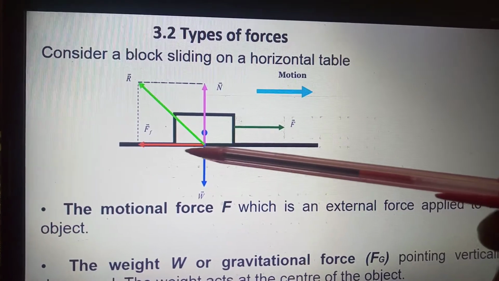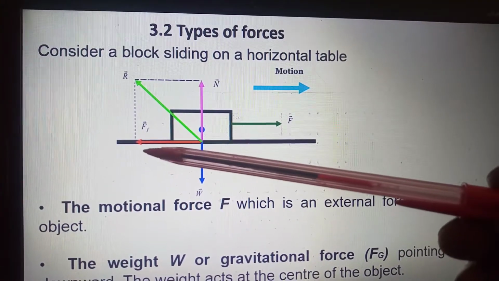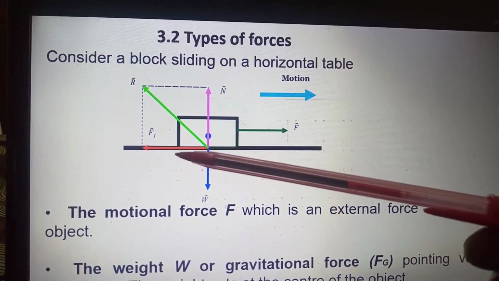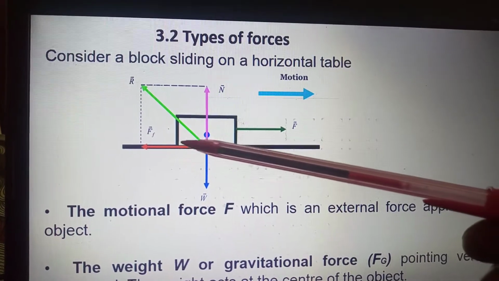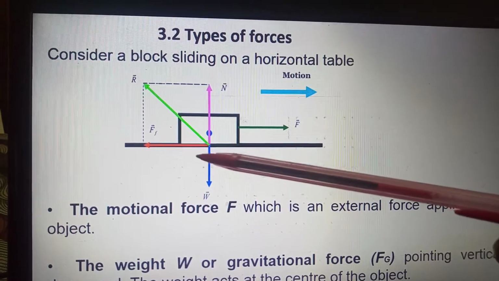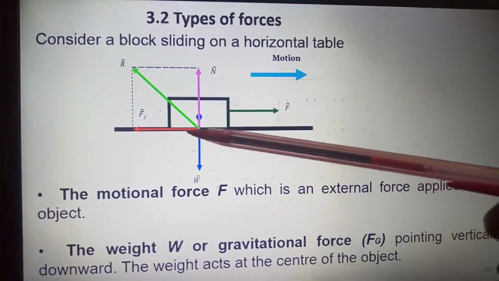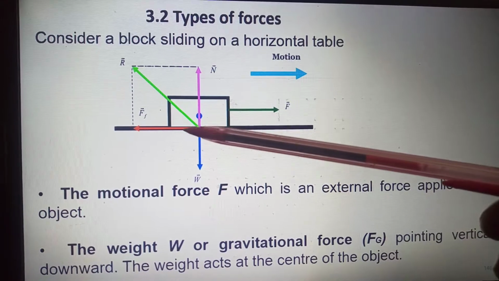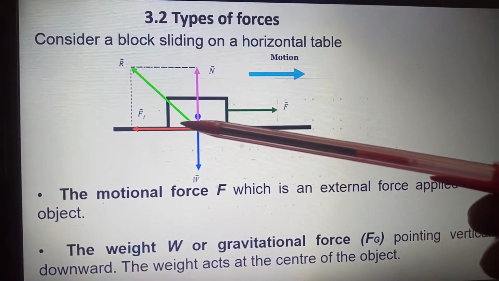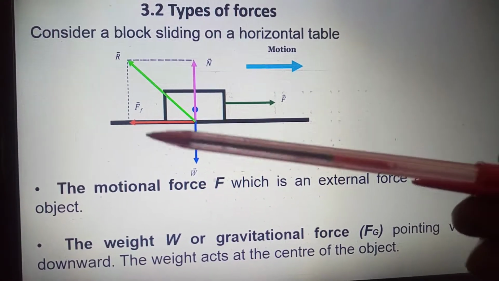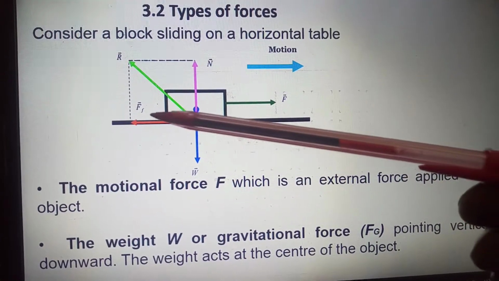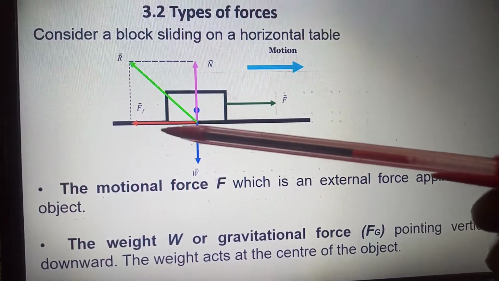There is another contact force which is called the friction force. Friction force is a force between the bottom of the block, meaning the bottom of the moving body, and the top of the surface. Considering the example of a car moving on a paved road, the friction force is a force between the bottom of the car tires and the top of the road. Then this is a force of resistance. We may take an example.